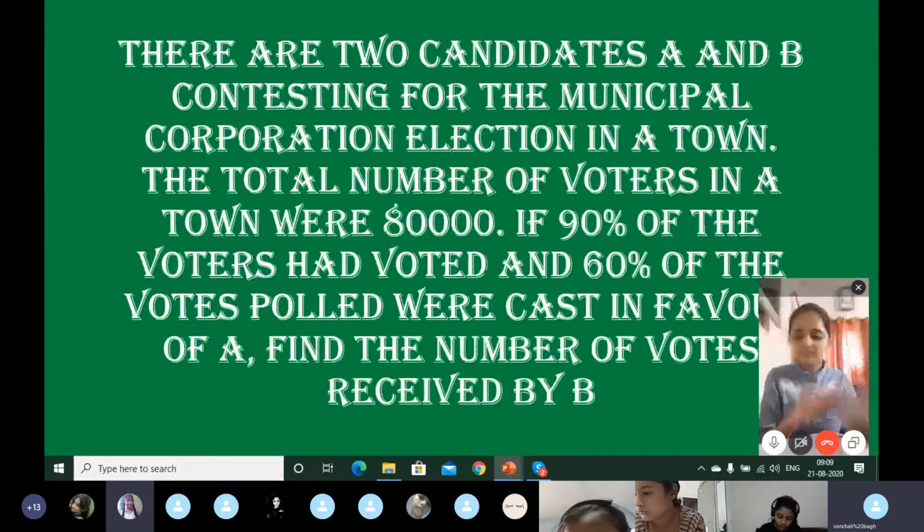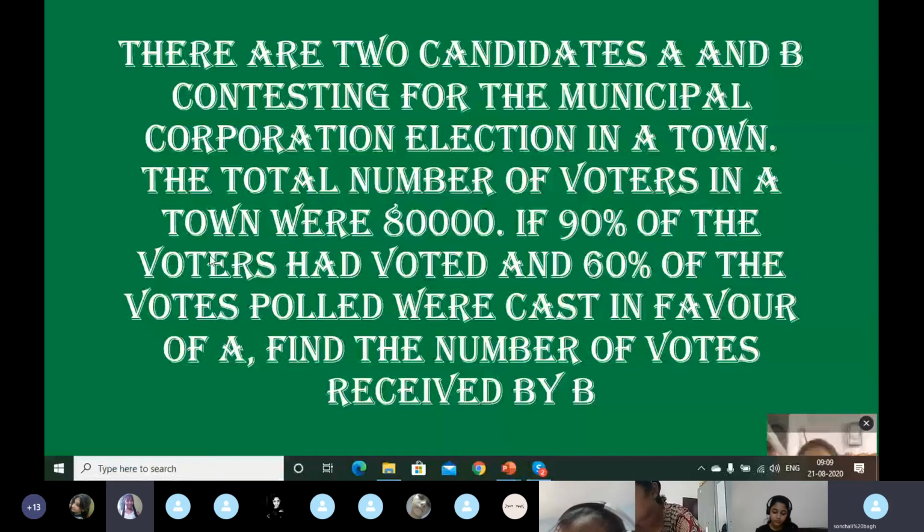There are two candidates, A and B, contesting for the municipal corporation election in a town. The total number of voters in the town were 80,000. If 90% of the voters had voted and 60% of votes polled were cast in favor of A, find the number of votes received by B.